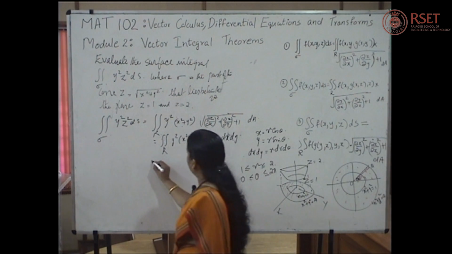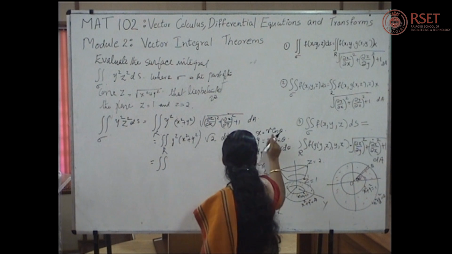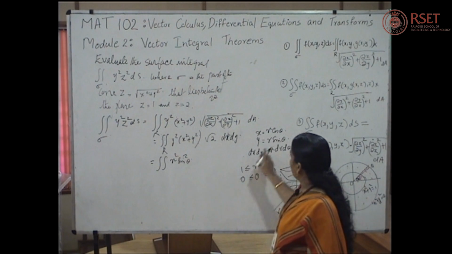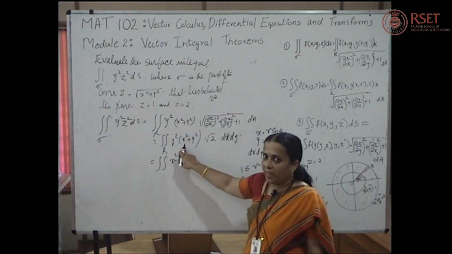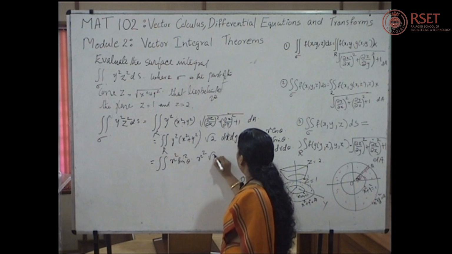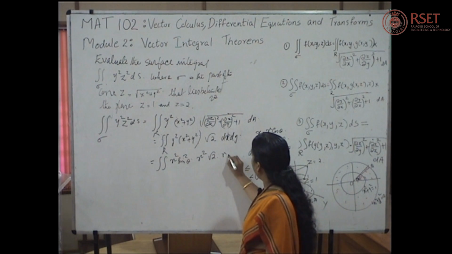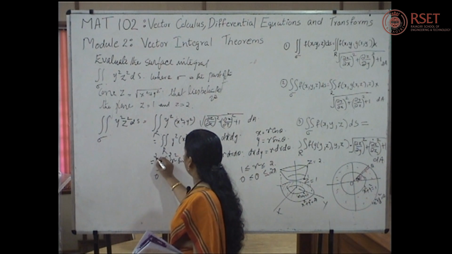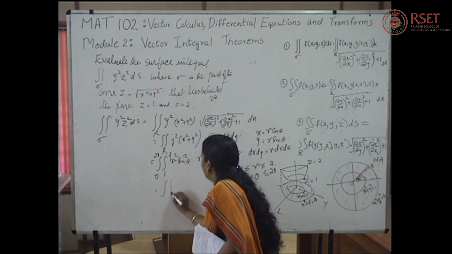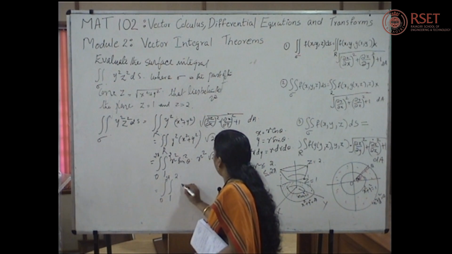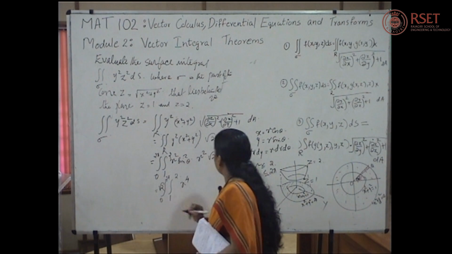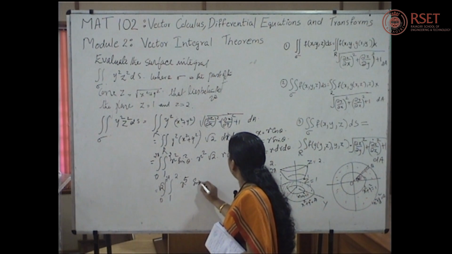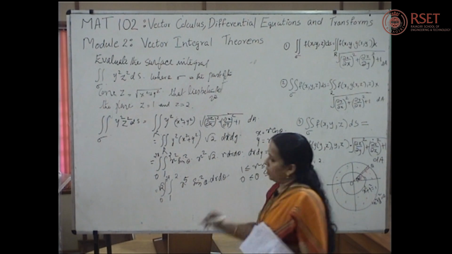Now we can convert this integral into a double integral, where y = r sin θ gives r² sin² θ, x = r cos θ, y = r sin θ. Therefore, x² + y² = r², and root 2 dx dy is changed to r dr dθ, where r varies from 1 to 2 and θ varies from 0 to 2π. Therefore, the double integral from 0 to 2π, 1 to 2 of root 2, which is constant, into r² into r² into r, that is r⁵ sin² θ dr dθ.